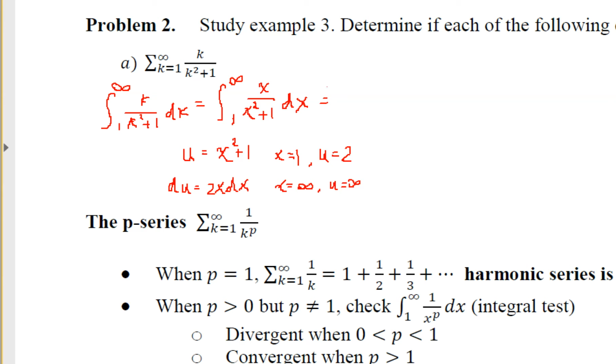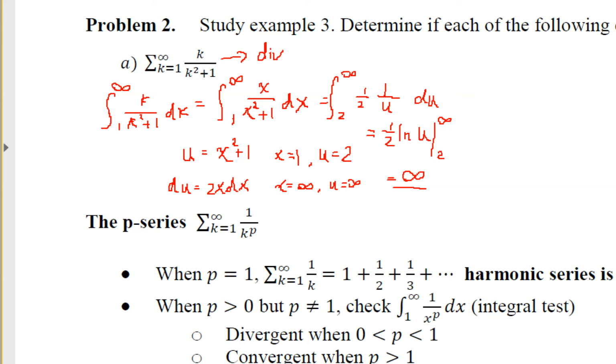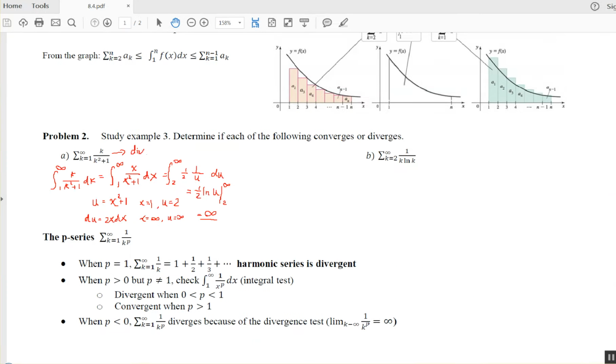So with that, your integral becomes 2 to infinity. And x dx will be replaced with 1/2 of the du, and x squared plus 1 will be replaced with u. So at the end, this is 1/2 natural log of u, evaluated from 2 to infinity. When you plug in infinity, it's already infinity. So therefore, you know this is infinity because it diverges. Therefore, we can conclude this series diverges. Okay.